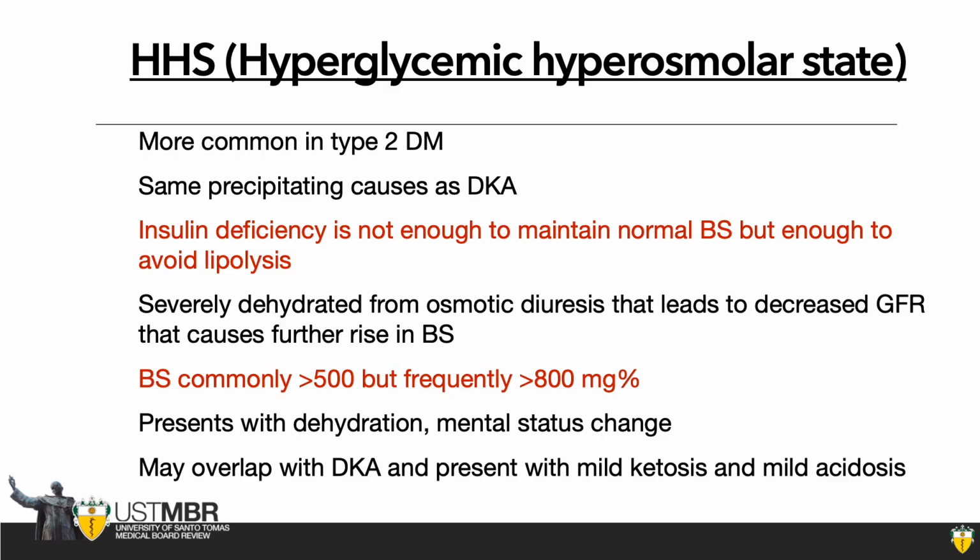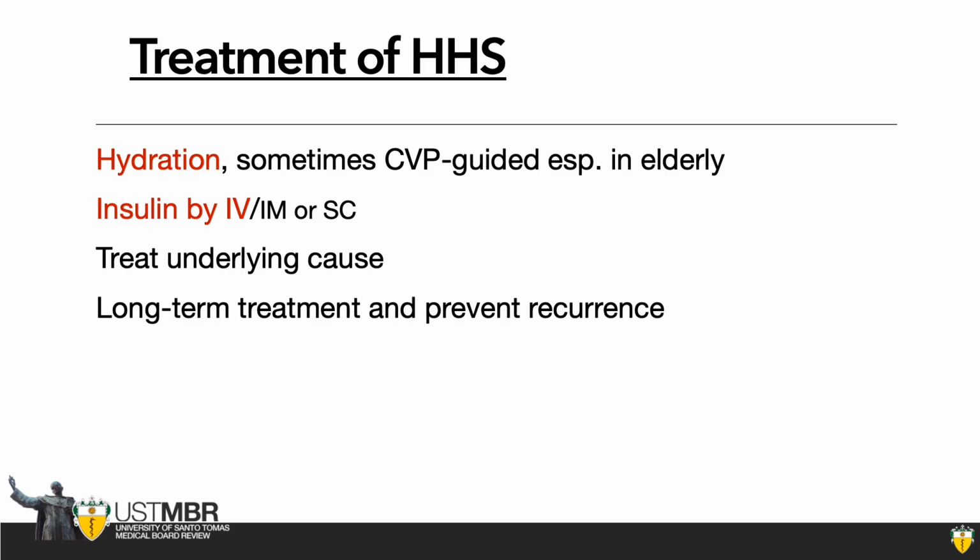And so the treatment, still hydration, hydration, hydration. Sometimes you have to do CVP, central venous pressure guided hydration. Treatment is insulin drip, okay, and treat the underlying cause or precipitant cause.